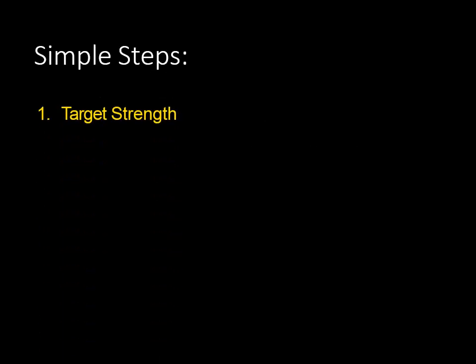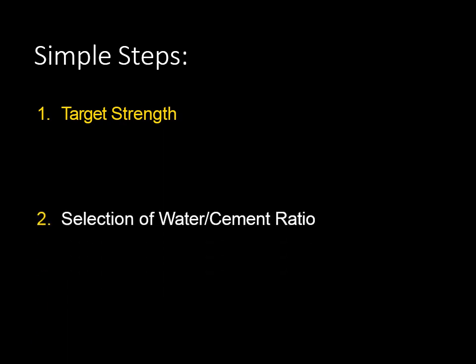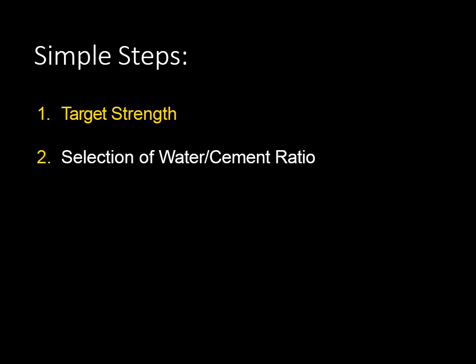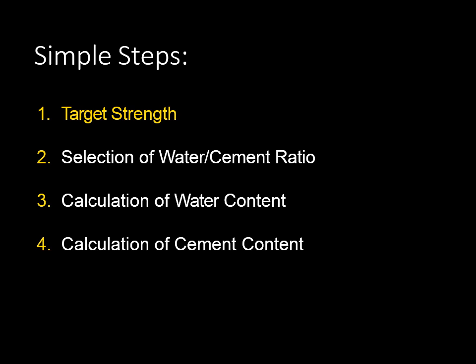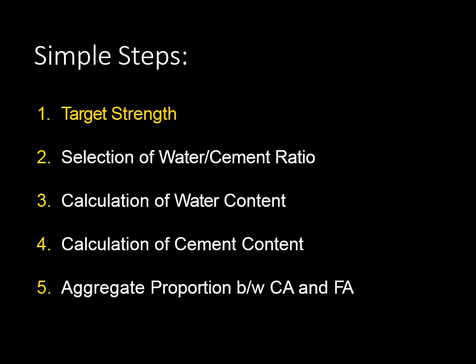Simple steps. For doing a mix design, we have to follow these steps: design the target strength, selection of the water cement ratio, calculation of the water content, calculation of the cement content, aggregate proportion between coarse aggregate and fine aggregate, and mix calculation. Now we are going to talk about the target strength.